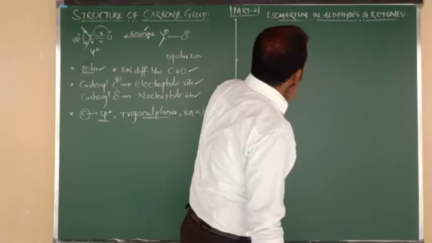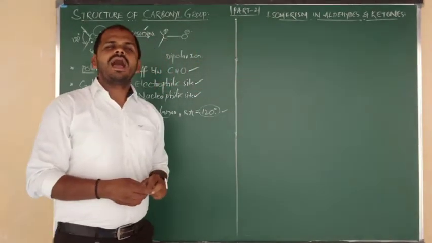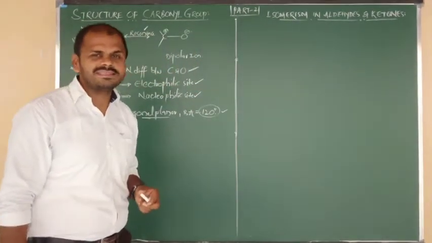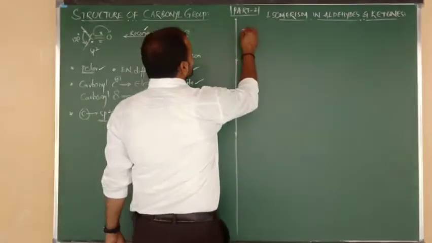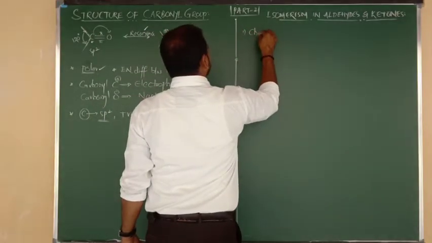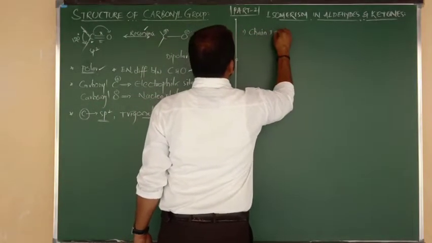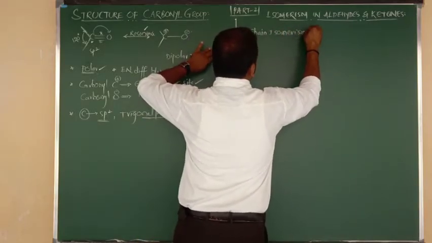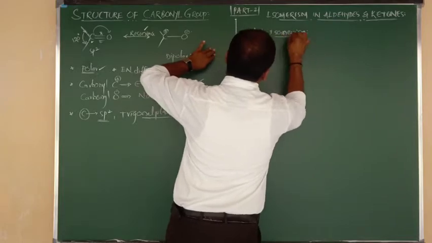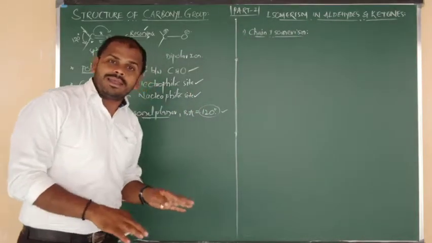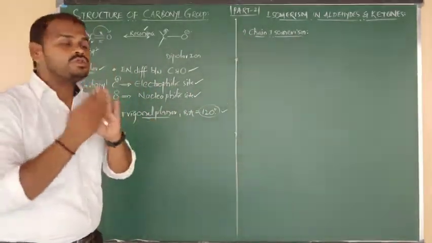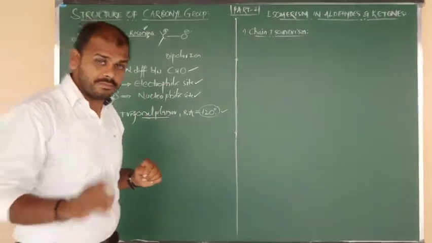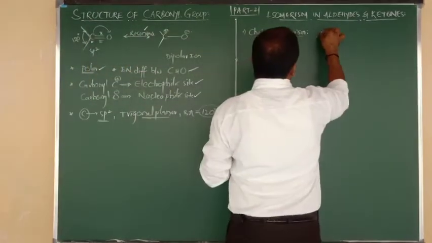Next topic I am going to discuss here is isomerism in aldehydes and ketones. Okay beta. So first of all I want to consider chain isomerism. I want to discuss first of all about the chain isomerism. Good. So aldehydes and ketones both exhibit chain isomerism. But remember one condition.